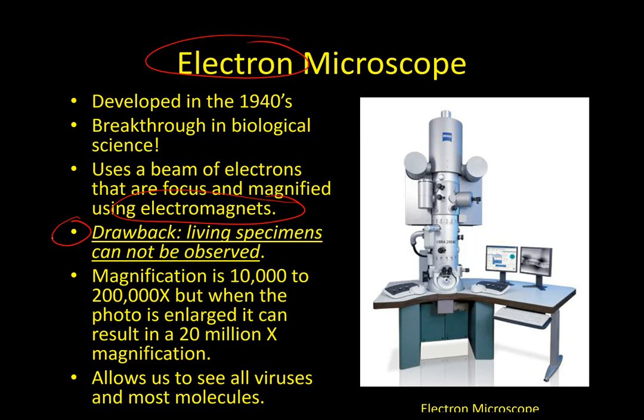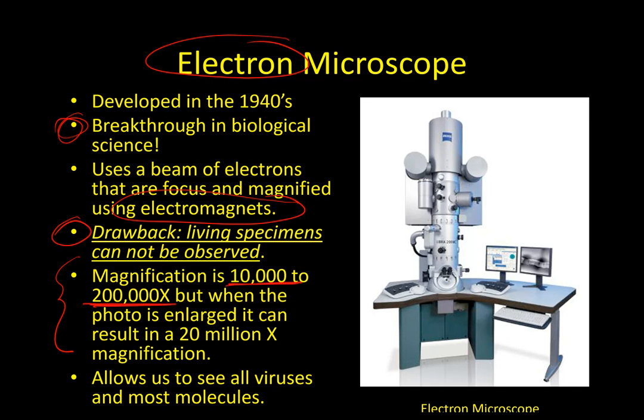Now, what's the drawback? You can't look at anything that's alive. In order for the electrons to work the way that you want them to work and give you the data that you need so that you can create an image, whatever is in this space has to be in a vacuum. So if you want to look at something that's living, electron microscopes aren't the way to go. Now, this is something that's kind of cool, though. This is why it was such a breakthrough. Electron microscopes can magnify 10,000 to 200,000 times what your naked eye can see.